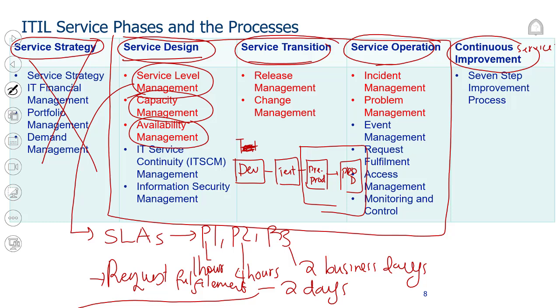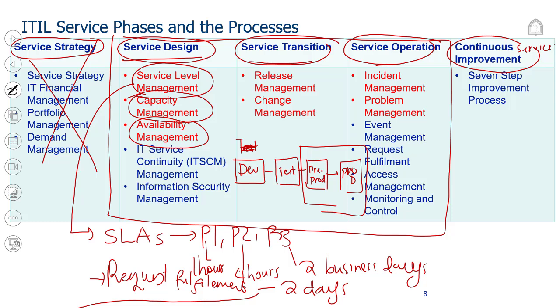Service transition is what guides how we move from one environment to the other. That is what the transition phase is all about, okay? This is not just about the software. This could even include something like a router. We want to bring in some new routers, yeah? We probably have that router.